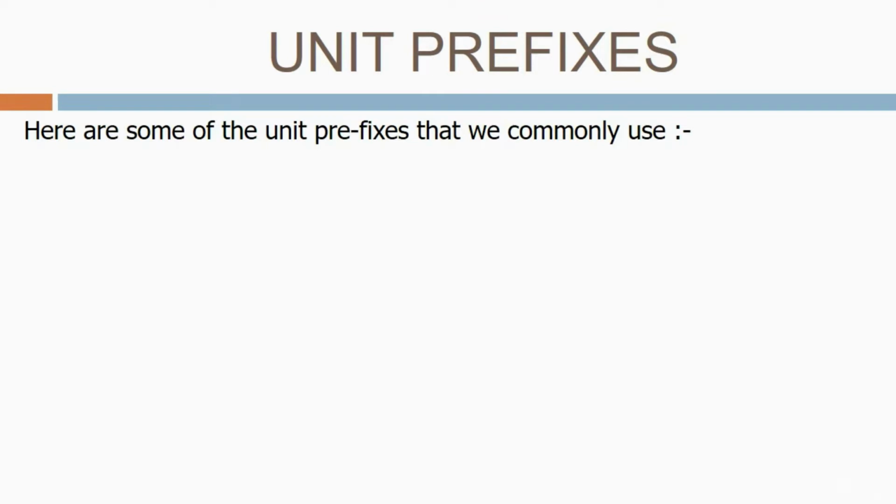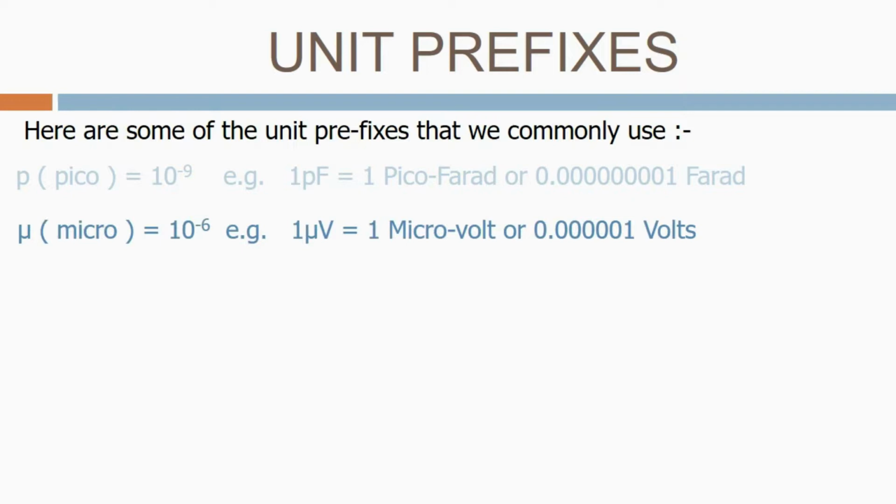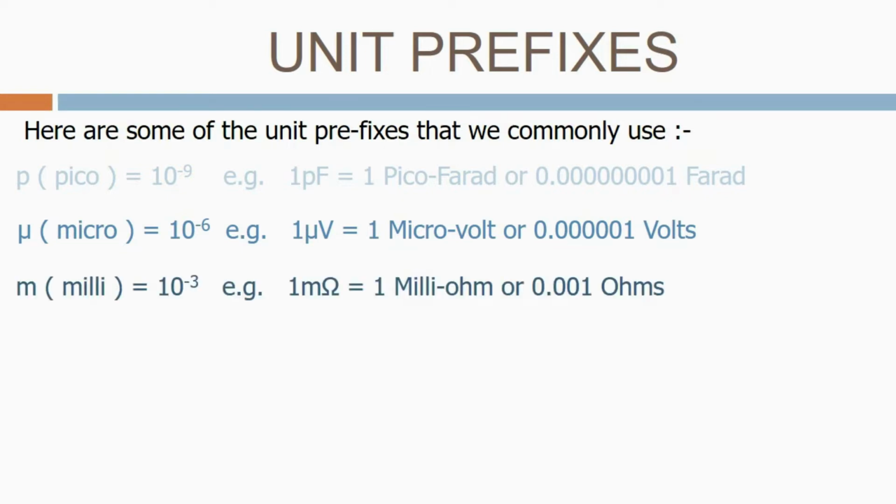Here are some of the unit prefixes that we commonly use. The first is P or pico, that's a billionth of a unit, e.g. 1 picofarad equals a billionth of a farad. Next is U or micro, a millionth of a unit, e.g. 1 microvolt equals 1 millionth of a volt. Next is M or milli, that's a thousandth of a unit, e.g. 1 milliohm is a thousandth of an ohm.